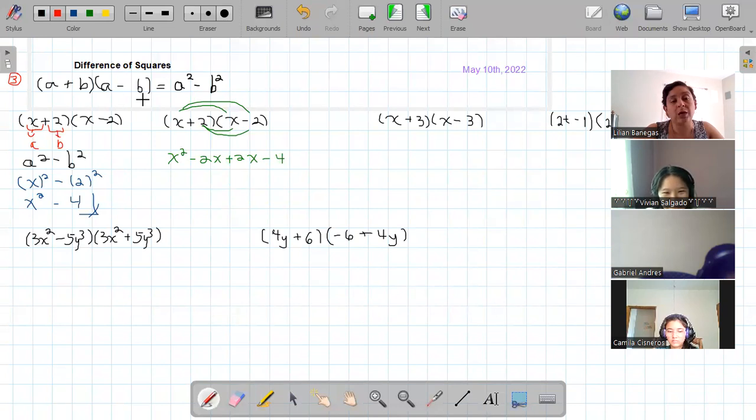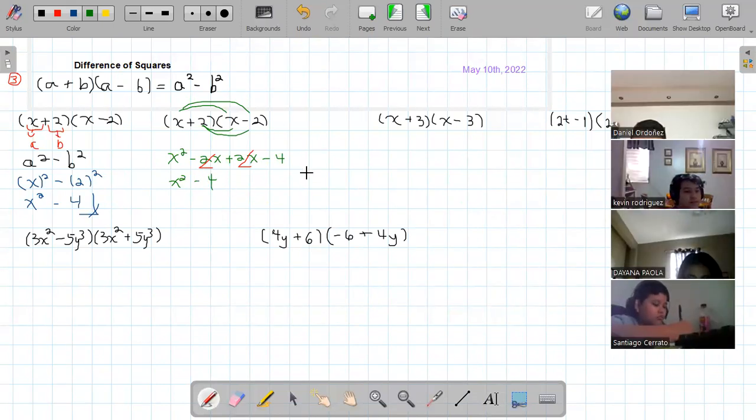We said that when we have exactly the same exponents in our variables, middle terms are going to be like terms. But as you can see, one is negative 2x and the other one is positive 2x. So when we have exactly the same number, but one negative and one positive, we have that to be 0. So we cancel that out. So we have now x squared minus 4, okay? So do we get it?